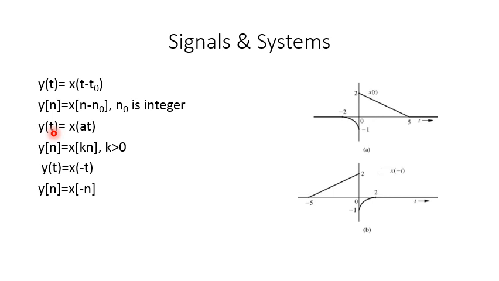In case a is, for example, equal to -2, in this case the resulting signal y of t will be compressed, but it will also be a reflected version, right? So I hope this gives you an idea. This is an example of a reflected version of the signal. This is x of t, and the reflected version, x of minus t, is this one.